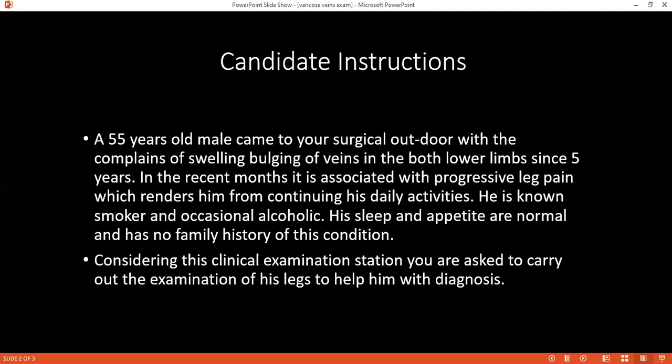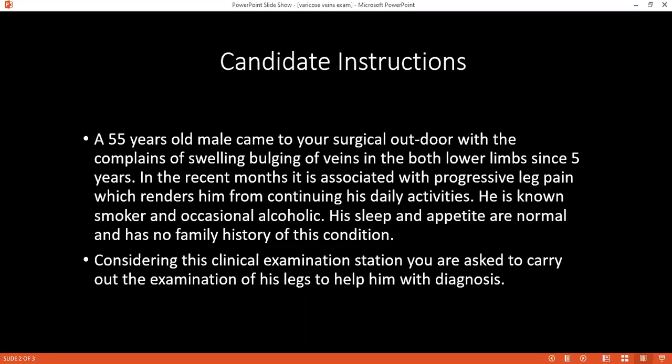Okay, I will enter the room. I will wash my hands, introduce myself, and then I will ask for the name and age, and confirm the name and age. Afterwards I will explain the procedure that I have been asked to do, to examine your legs. Then I will ask for consent, and then I'll carry on with the inspection. First, the general outlook, and then the hands.